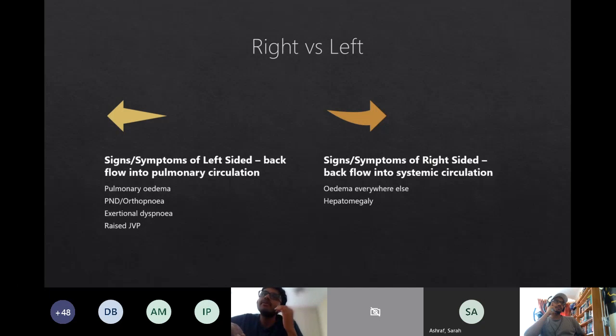And then right versus left. So left-sided heart failure, you get backflow of blood back into the pulmonary circulation. So what symptoms are you going to get as a result? It's almost like I planned this out.